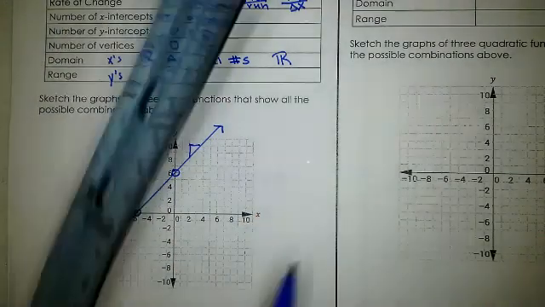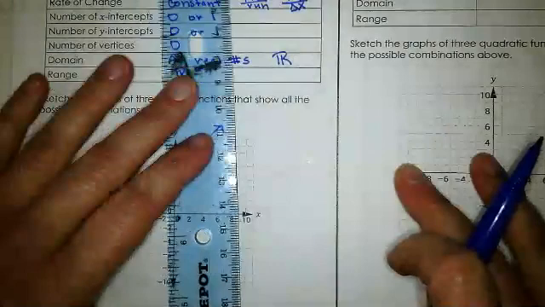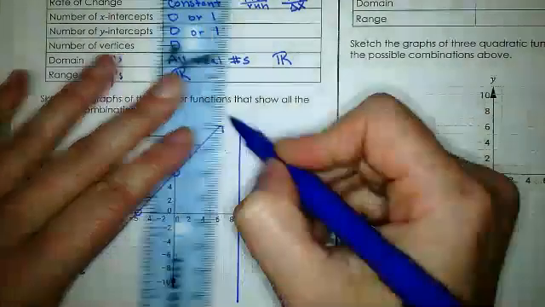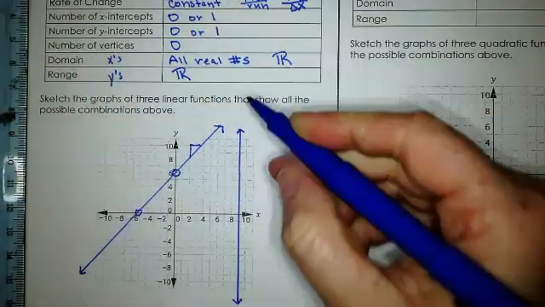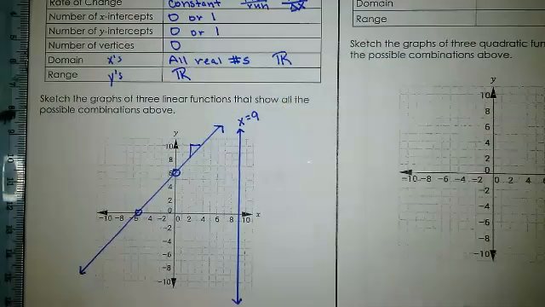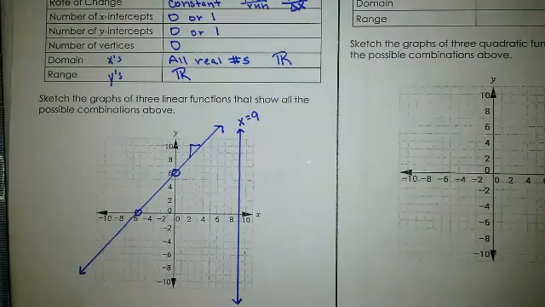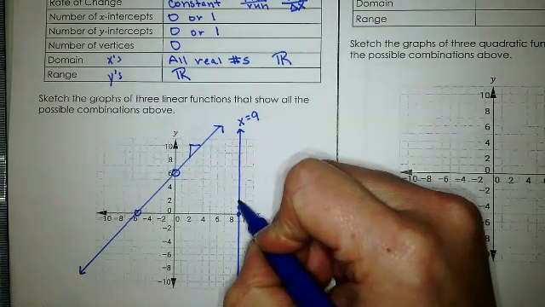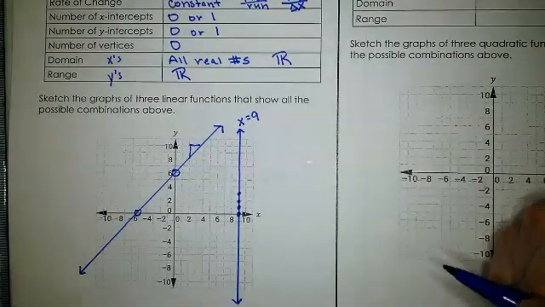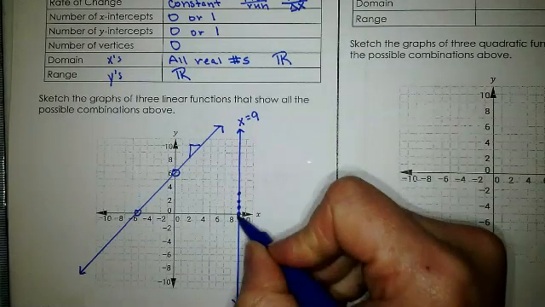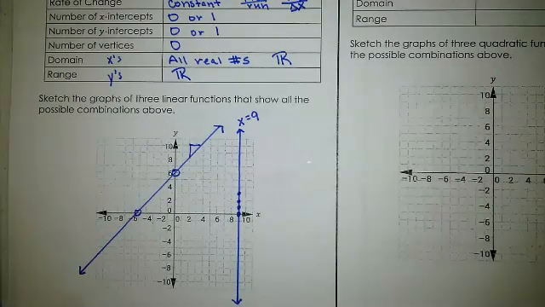You could have a vertical line, something like this. This would be the line x equals 9, because every point on this line has an x value of 9. (9, 0), (9, 1), (9, 2), (9, 3). This line would have no y-intercept, but it does have one x-intercept.